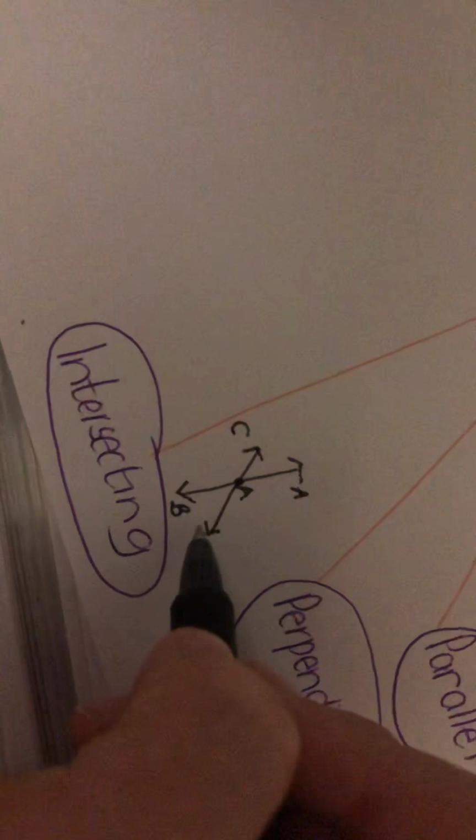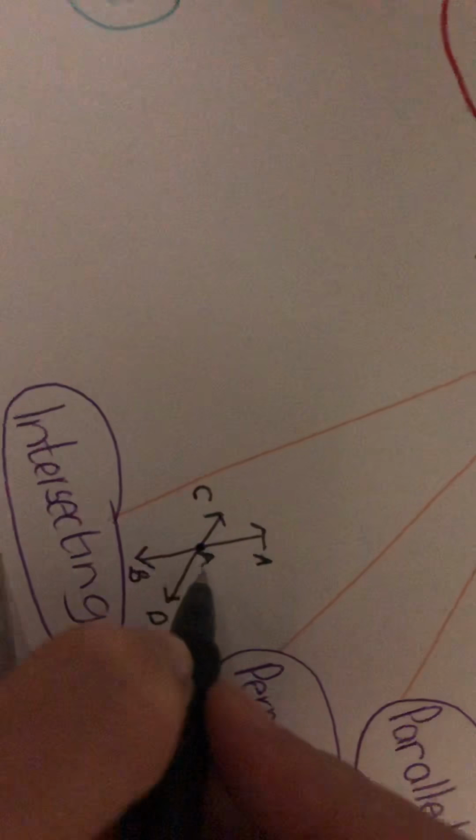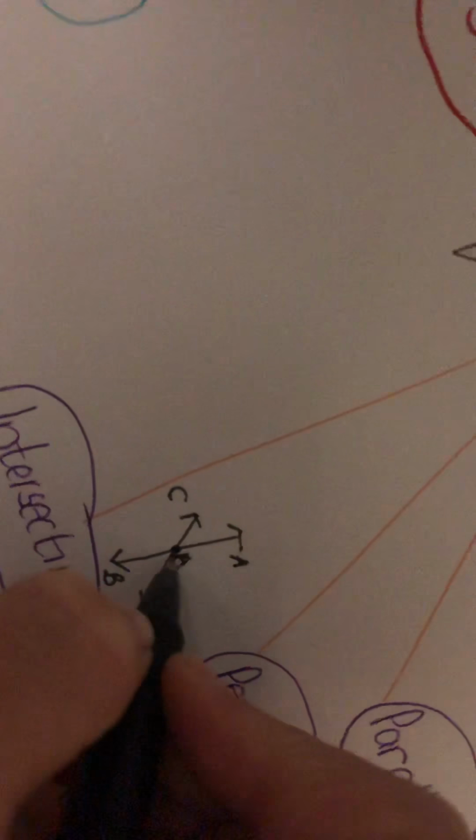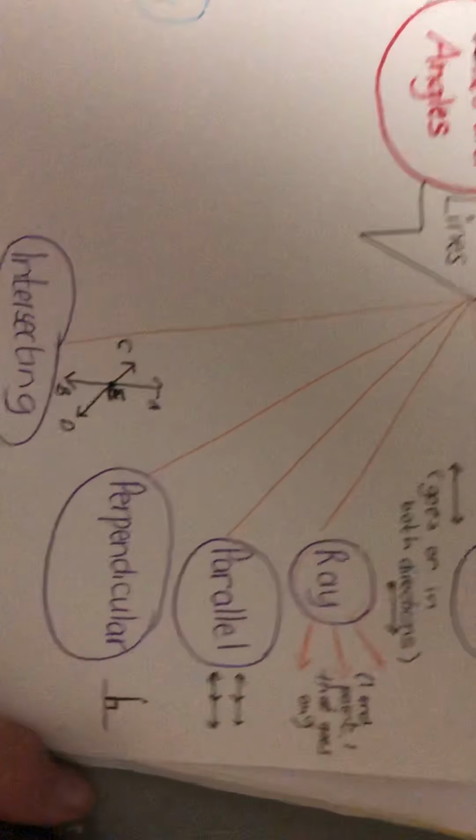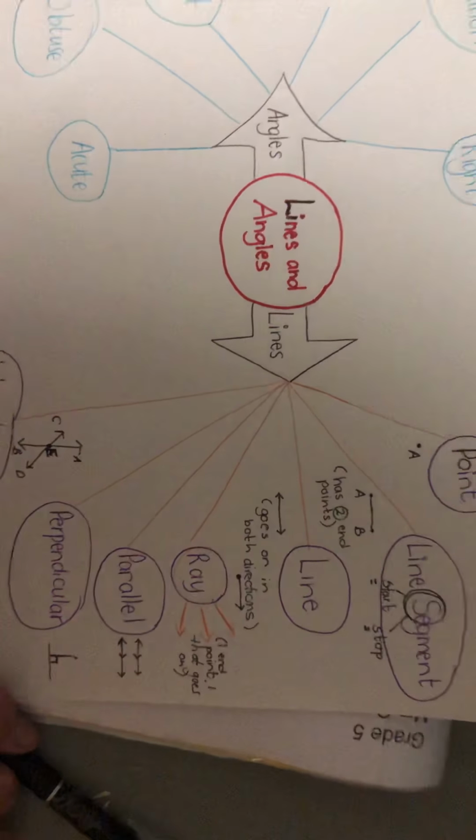Let's call these lines something as well. Let's call this line AB, and we can call this line over here CD. So line AB is intersecting line CD. And let's rather call this point point E, just to make it different. So that is the answers for our lines.